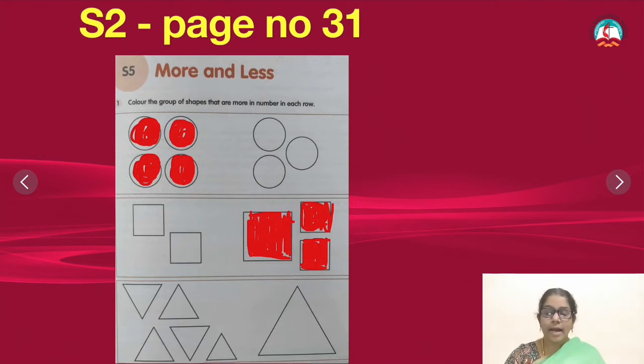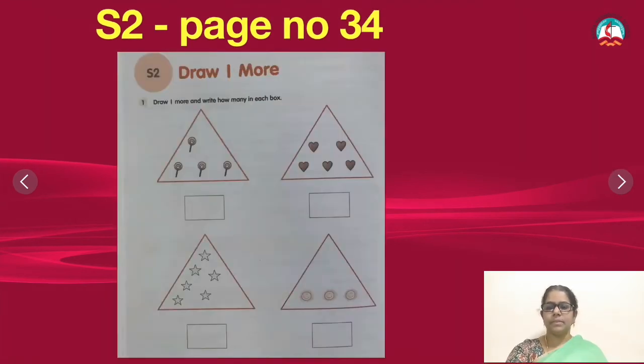Now take your crayon and color the triangles which are 5. Color slowly. Finish, children? Very good. Children, next turn to page number 34. Page number 34. Now here also we are going to draw one more picture.